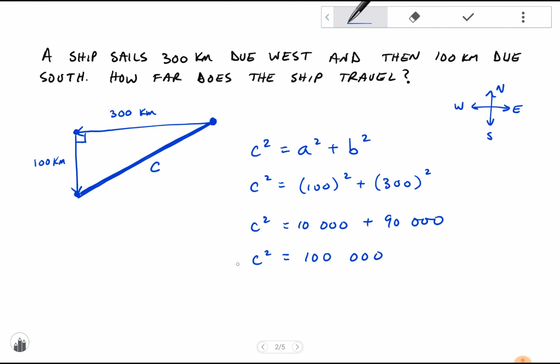So we want C, so we'll square root C squared. We'll square root this side. So the square root of 100,000, plug that into the calculator, and get 316.227766. We'll just round it off there with 3 significant digits, and our units here are kilometers. So the ship traveled 316 kilometers.